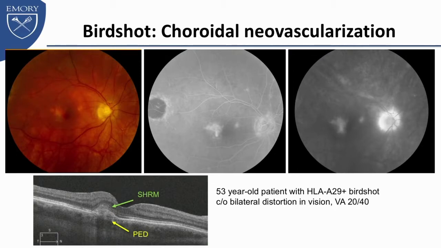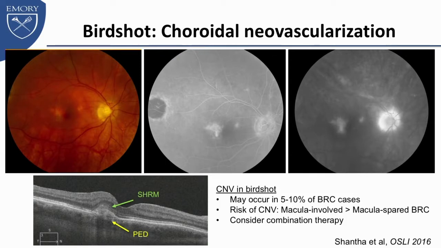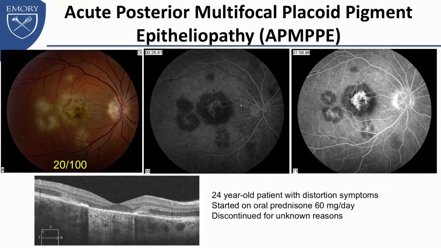You see this hyperfluorescence early in the angiogram with this leakage, both within the area of the choroidal neovascular membrane, as well as optic disc leakage, suggesting that she had both an inflammatory component as well as a neovascular component to her disease from this macula-involved birdshot. She was treated with adalimumab and serial anti-VEGF injections with good effect by angiography and OCT. CNV in birdshot is thought to occur in about 5 to 10% of patients with birdshot. The risk of choroidal neovascularization, we think, is not surprisingly increased in the macula-involved cases, and it's important to think about combination therapy in this context.